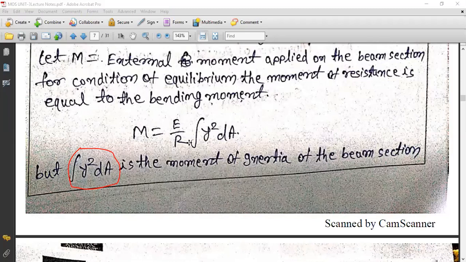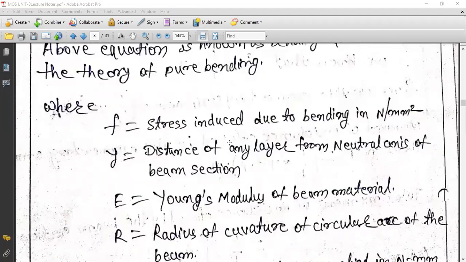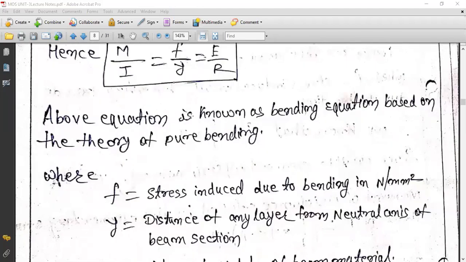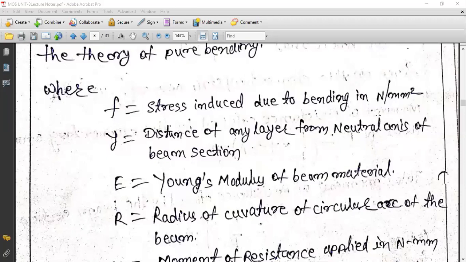So I think everyone understood what the bending equation is. The above equation is known as the bending equation, based on the theory of pure bending. F is the stress induced due to bending in Newton per mm square. Y is the distance of any layer from the neutral axis of the beam section. E is the Young's modulus of the beam material.